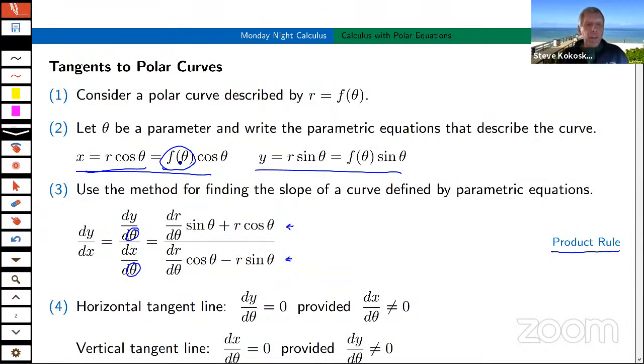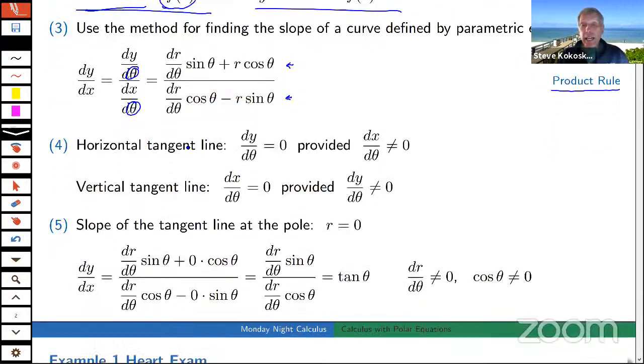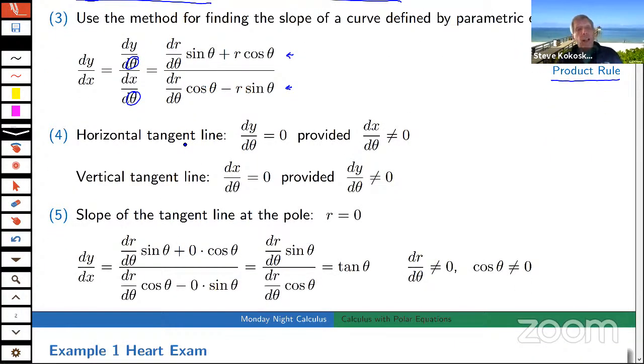Now, one of the questions we often see in an AP Calculus exam is, find the places on this curve where there is a horizontal tangent line, or find the places where there's a vertical tangent line. Well, just to remind you, we'd have a horizontal tangent line if we look at this expression right here, where the numerator is 0, dy d theta is 0, provided that the denominator is non-zero. And we have a vertical tangent line where the denominator is 0, provided that the numerator is not equal to 0.